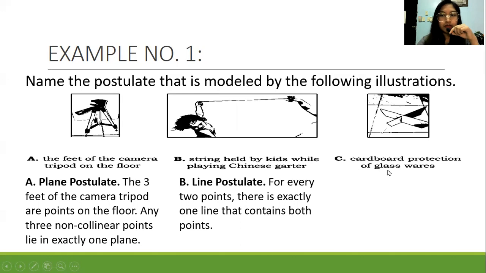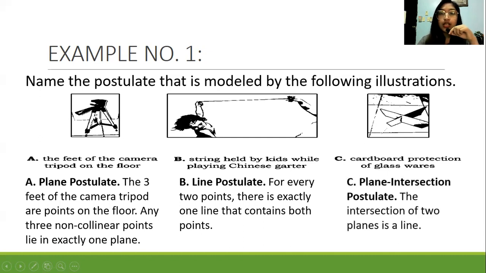So let's have last, letter C. Cardboard protection of glasswares. Kung nakita nyo, nag-intersect sila. This is the plane intersection postulate. The intersection of two planes is a line. Ayan. Nakakita tayo ng lines kapag nag-intersect ang dalawang plane.